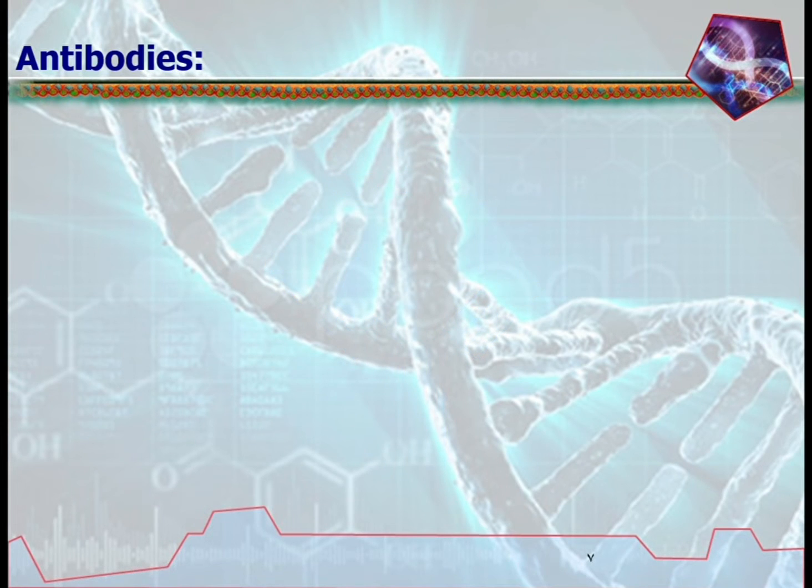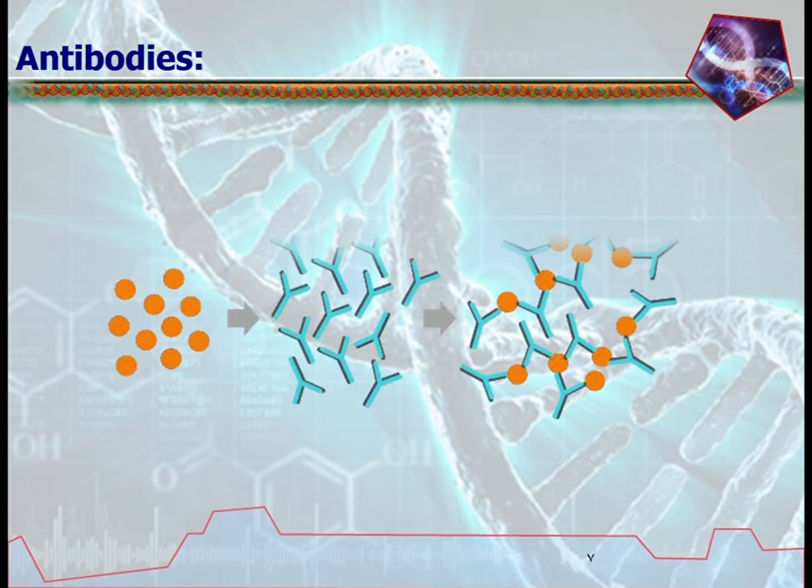So, here's the case. Let's say we want to study a specific protein. We can artificially produce antibodies for that protein. These antibodies can selectively bind to the protein of interest. This technique is called immunoprecipitation.